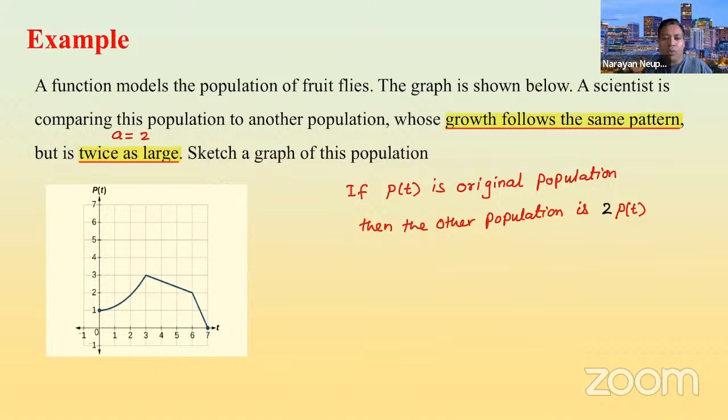So value of A is 2. A is equal to 2. That's why we multiply by 2. So it becomes 2 times P(t). Okay. So we need to sketch the graph of that by multiplying by 2 everywhere.